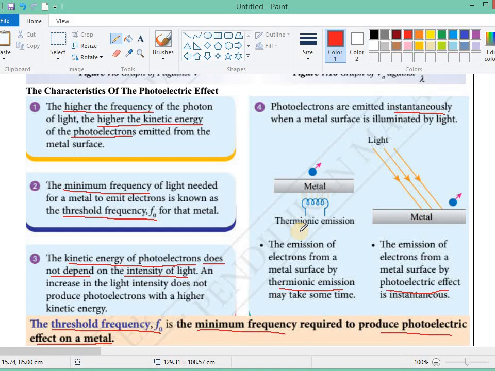But for the photoelectric effect, each packet of light, that means each photon, already carries enough energy for the electron to escape. So immediately when one photon goes in, meets an electron and is absorbed, the electron can jump out. So immediately you will have the photoelectric effect when light shines on the metal surface. So that is the difference between the photoelectric effect and thermionic emission.